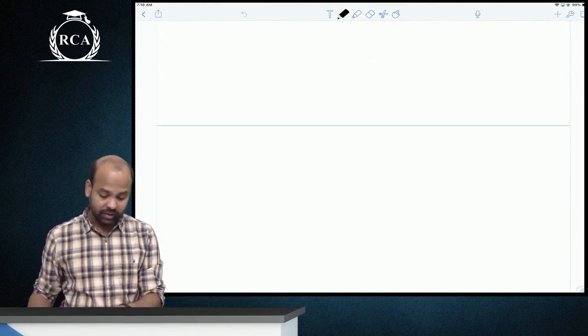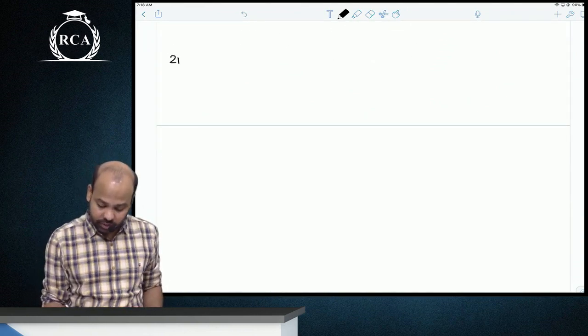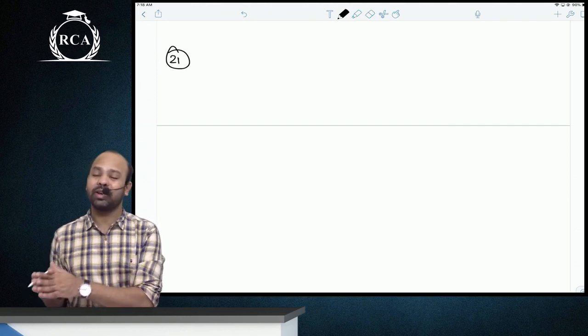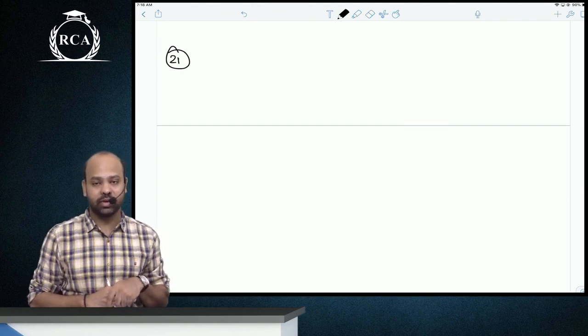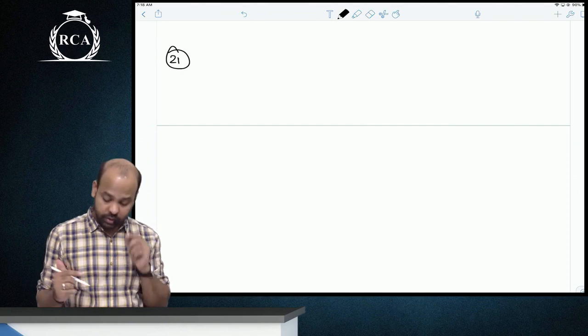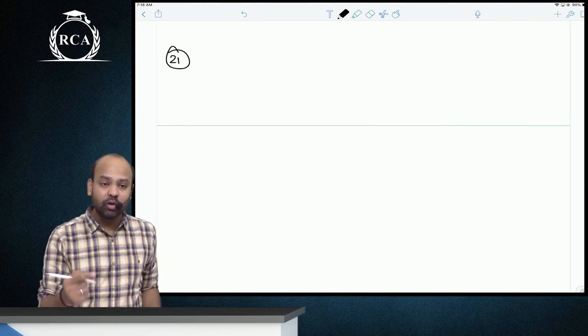I hope everyone has the materials right in front of them, guys. You're doing question number 21. Are they going to increase capacity or not, beta? We have to answer that question. So guys, how do we answer that question?